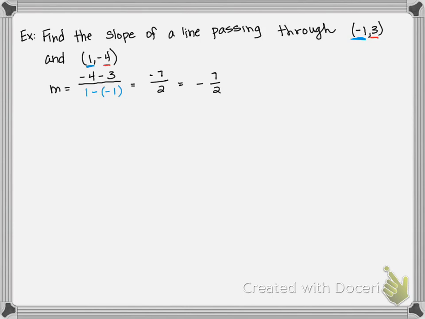Which means that on this line, starting at any point on the line, if you move to the right 2 units, the corresponding change in y would be down 7 units because that's a negative slope. So that means we're going right and down as opposed to right and up. Questions so far?